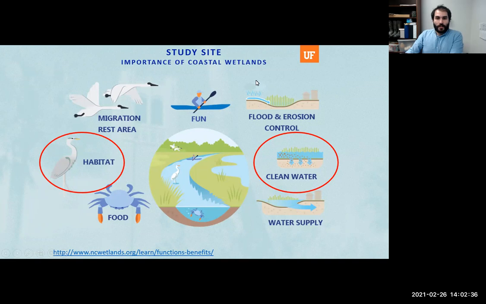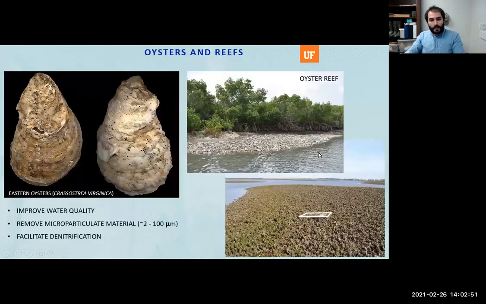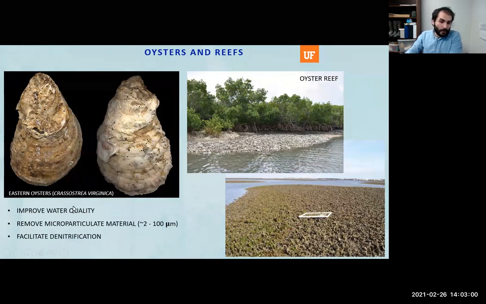So why did we choose this area? Obviously, because like many coastal wetlands, it is a very good habitat for many species, which are good not only for food, but also because they provide a lot of valuable effects to the water. They clean it particularly. And the species we chose is this one, the eastern oyster, Crassostrea virginica, which has many good properties. First of all, it improves water quality in the area. It facilitates denitrification. And it does that by removing microparticulate material from the water.